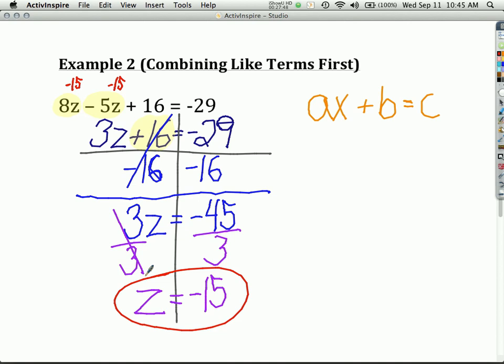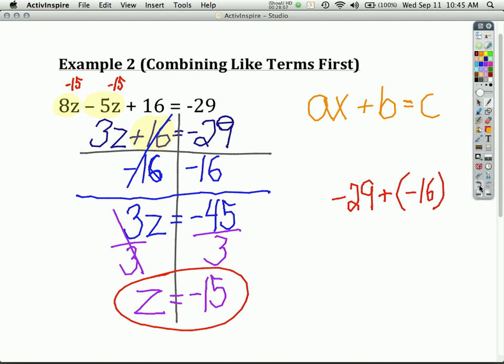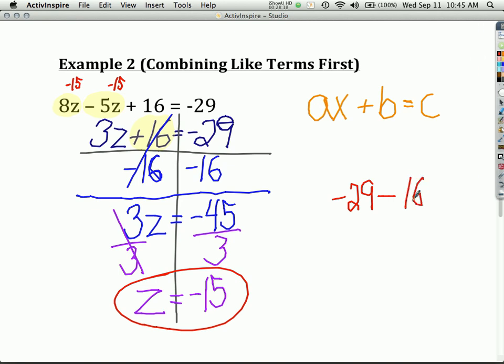When you put the negative 16 under the negative 29, how did you get 45? I thought we were supposed to subtract it. You're adding down. So it's negative 29 plus negative 16. Or you can say, you're right, if it's subtracting, you can say negative 29 minus 16. Either way, it still comes out the same.